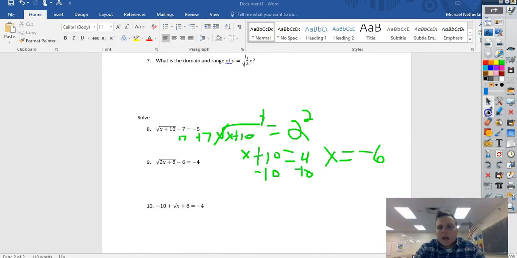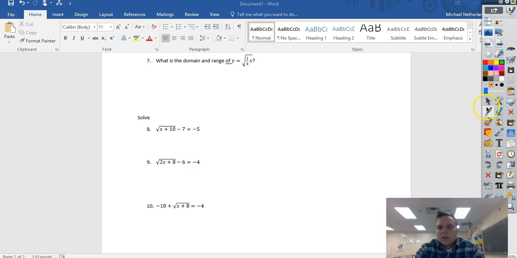All right, number 9 says the square root of 2x plus 8 minus 6 is equal to negative 4. So step 1 is just like step 1 was for the last problem. Add 6 to both sides. So I get the square root of 2x plus 8 is equal to, well, negative 4 plus 6 is 2.